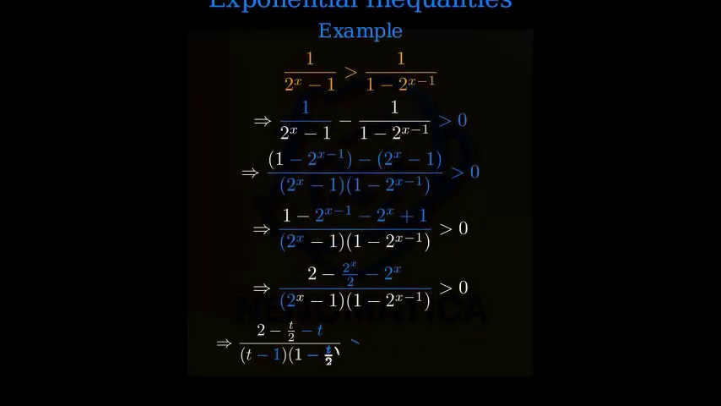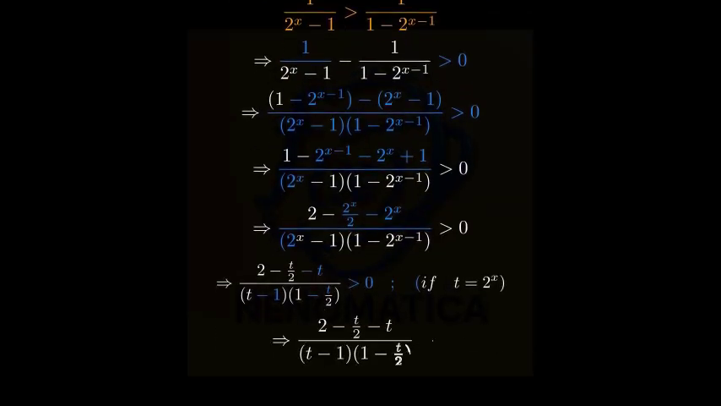To simplify our work, let's introduce a substitution. Let's say t equals 2 to the power of x. This will help us handle the exponential terms more easily. Using our substitution, we can further simplify the numerator. We have 2 minus t over 2 minus t, which simplifies to 2 minus t over 2 minus t. Let's continue simplifying. We can combine the t terms in the numerator. 2 minus t over 2 minus t gives us 2 minus 3t over 2 all over the denominator.